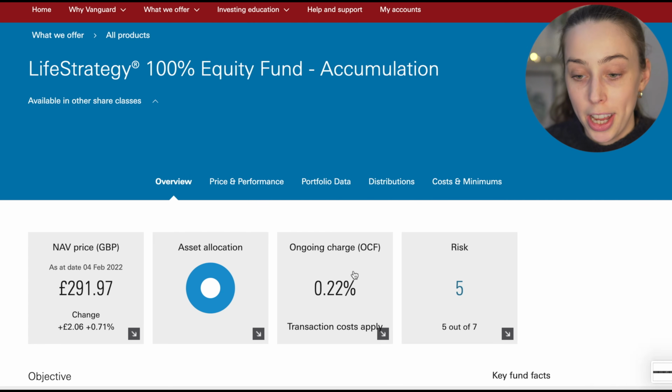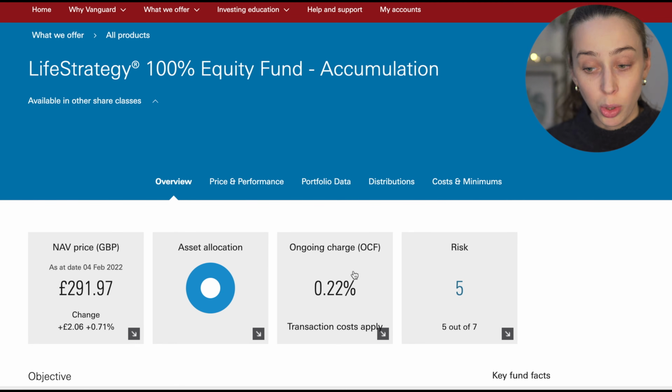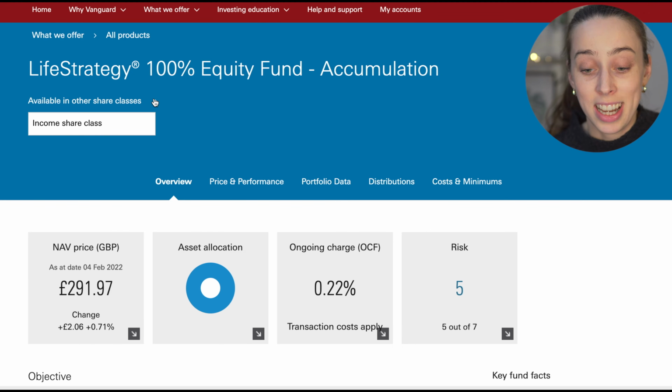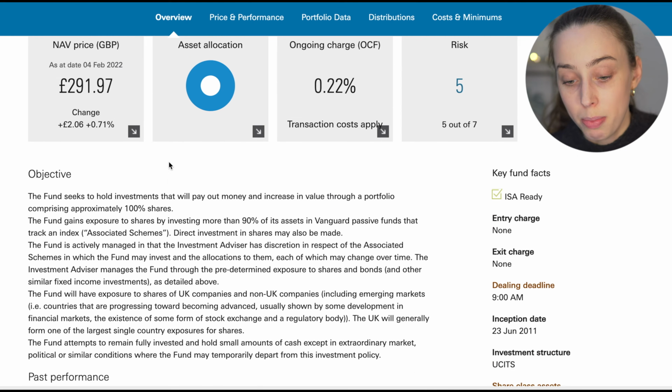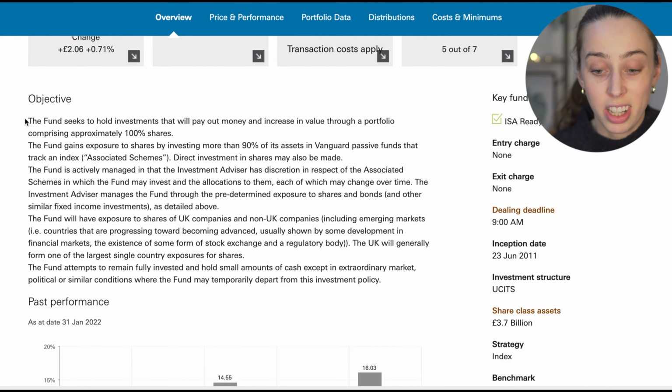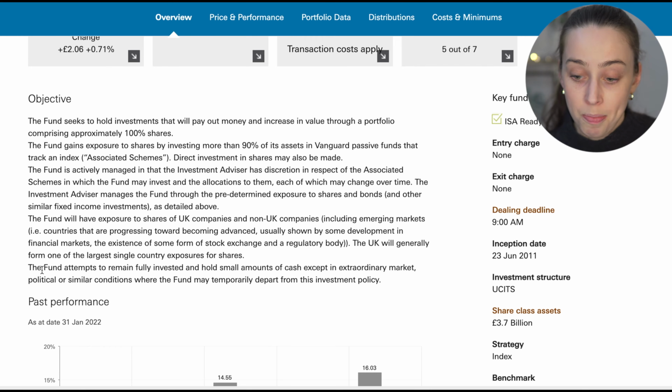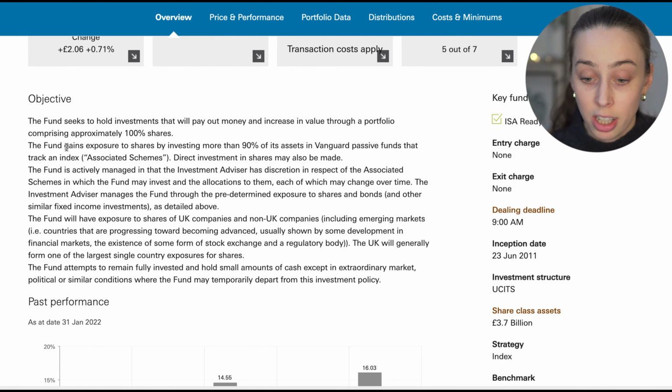On the Vanguard website here, we're on the Lifestrategy 100 Equity Fund Accumulation page. This fund is also available in an income share class. That just means the difference between whether you have your dividends automatically reinvested or not. If we scroll down, you'll see that Vanguard have listed an objective for this fund. The important thing to note is that this fund gains exposure to shares by investing more than 90% of its assets in Vanguard passive funds that track an index.